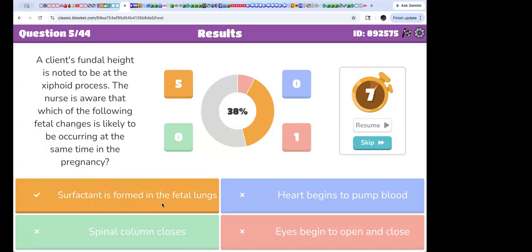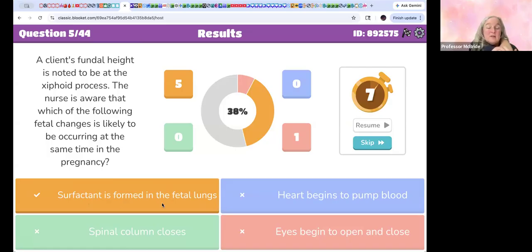I know it happens towards the end of the pregnancy. Yeah, surfactant is formed towards the end before the baby's born. And that's why later this term, when we talk about preterm labor, we talk about what we need to do to help with surfactant production if a baby's going to be born early. Because the surfactant is really like the slippery substance that helps the alveoli stay open. And it doesn't form till the end of the pregnancy.